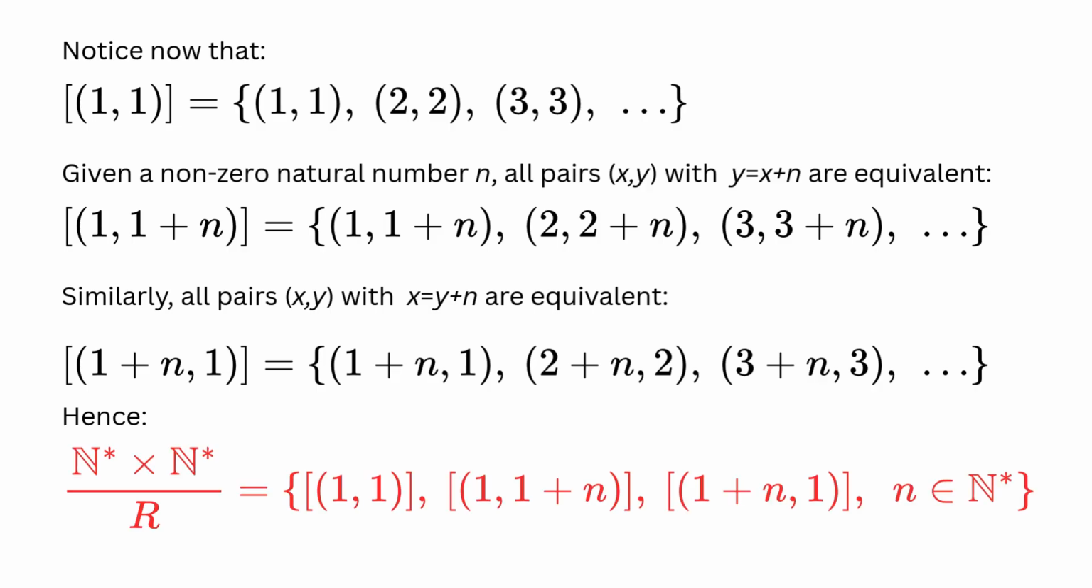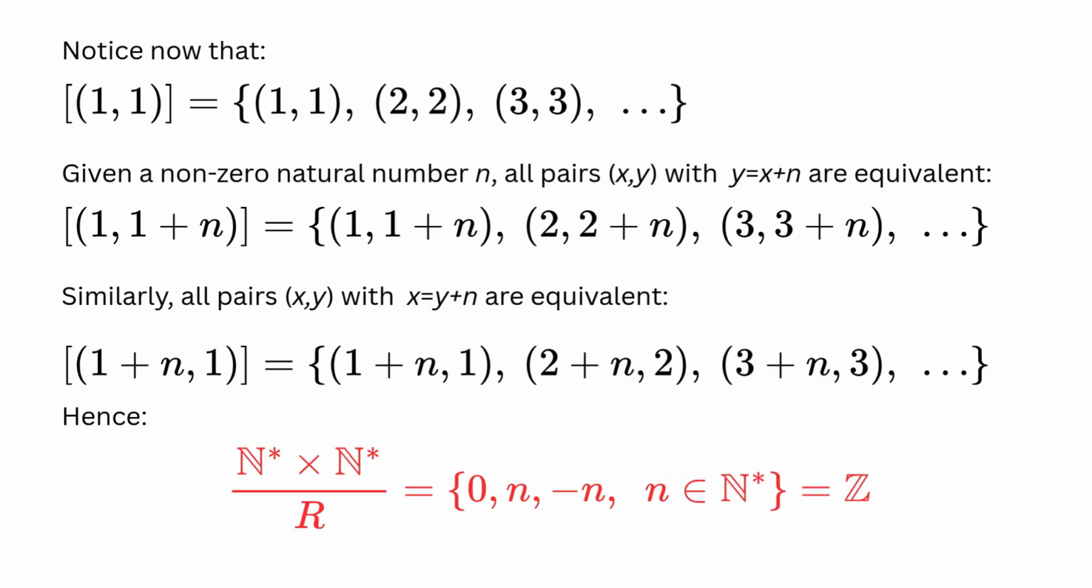So far, so good. Here's the big leap now. I will drop the equivalence class notation and indicate the class of (1 plus n, 1) simply by n. These classes have reproduced the set of natural numbers. But we have more. I will indicate the class of (1, 1) by 0 and the class of (1, 1 plus n) by minus n. We have found a way to define the neutral element of addition and the opposite elements to extend the natural numbers to the set of integers. In other words, the quotient set is the set of integers.